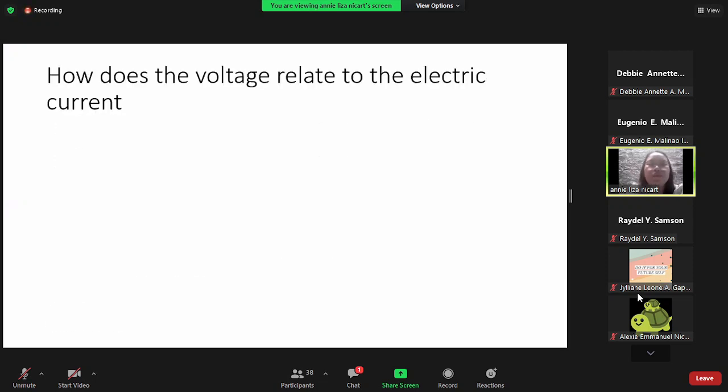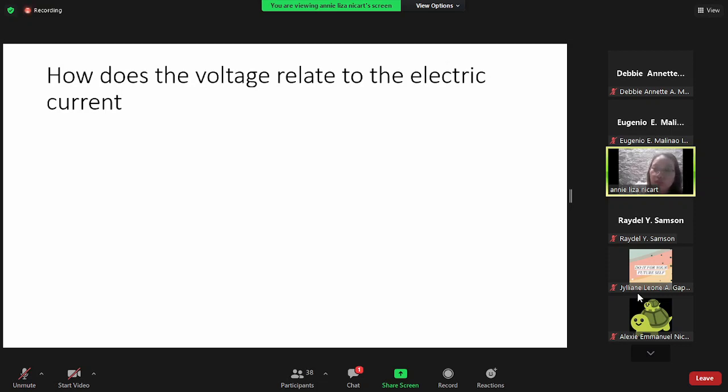Okay, so how does the voltage relate to the electric current? Based on our discussion, from the definition of voltage, that it is the pusher of electrons or electric charges, definitely meron silang relationship. They're very much related to each other.